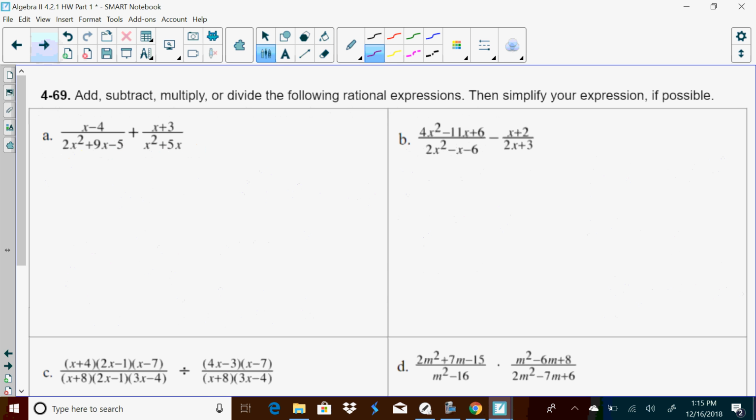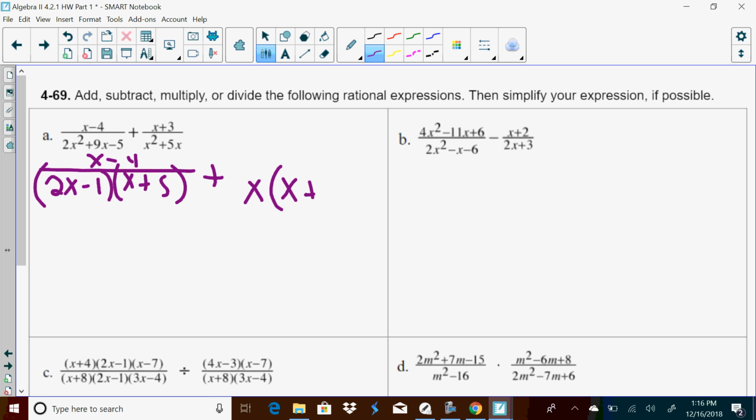Problem 69, add, subtract, multiply, or divide. In this first one, I factor the bottom of both of them to see what I have to multiply by. So this is going to be 2x minus 1 times x plus 5, x minus 4 on top, plus x plus 5. I'm going to change colors to show. I have to multiply the top of this one by x, and this one by 2x minus 1.